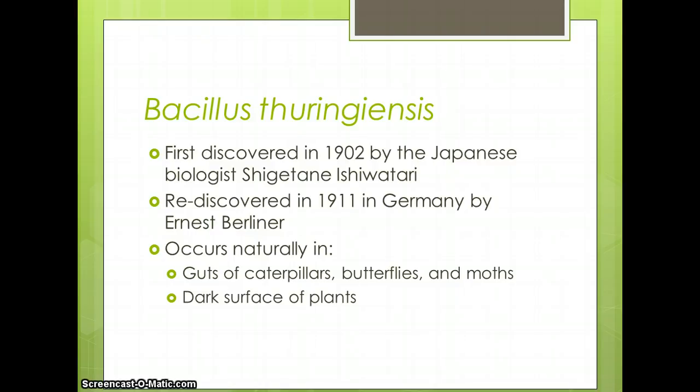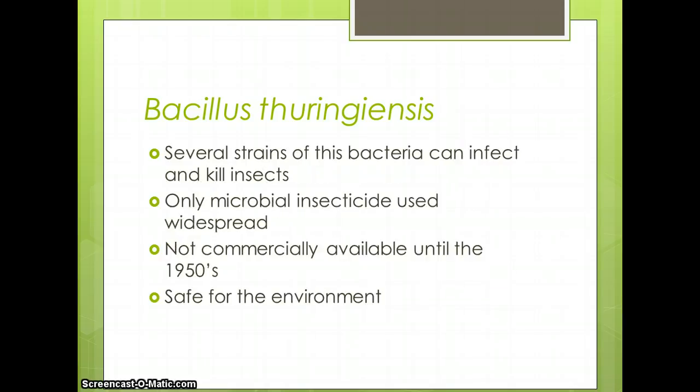It occurs naturally in the guts of caterpillars, butterflies, and moths, and on the surface of plants. Several strains of this bacteria can infect and kill insects, and it's the only microbial insecticide used widespread. And it wasn't commercially available until the 1950s.